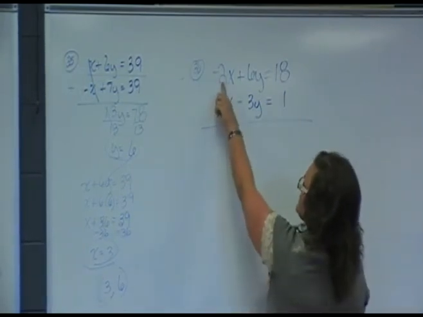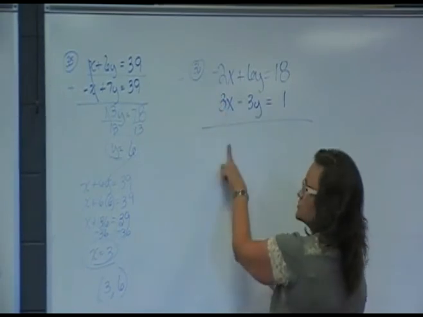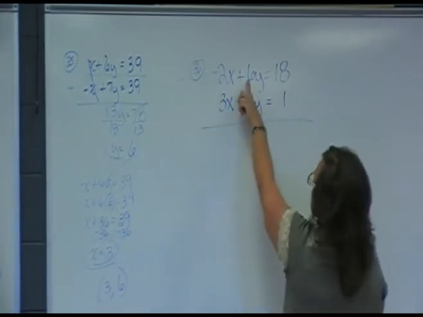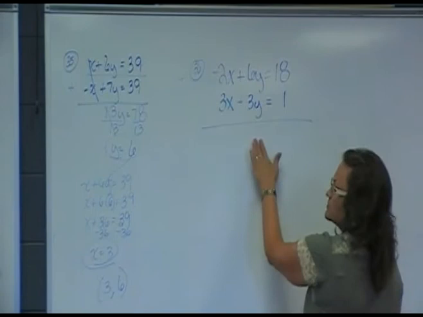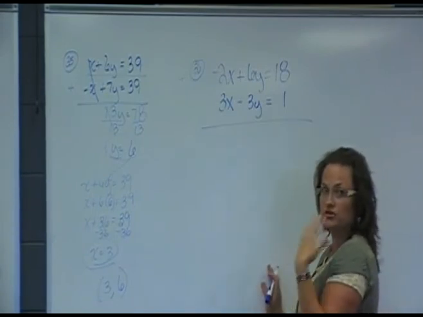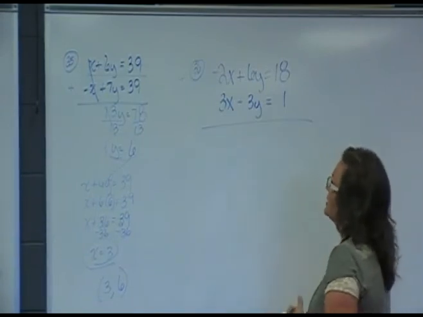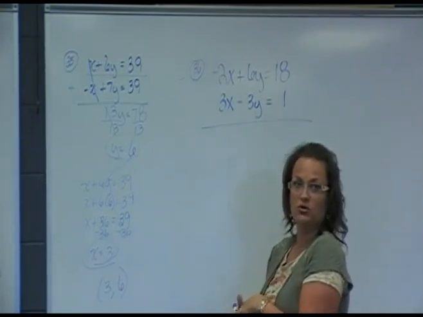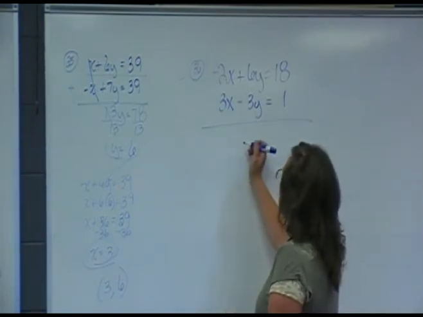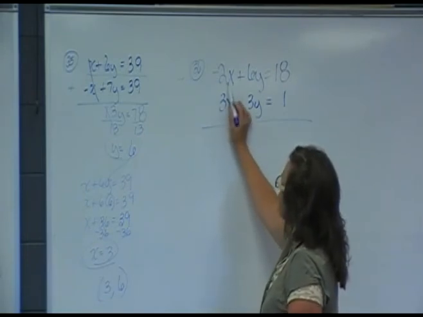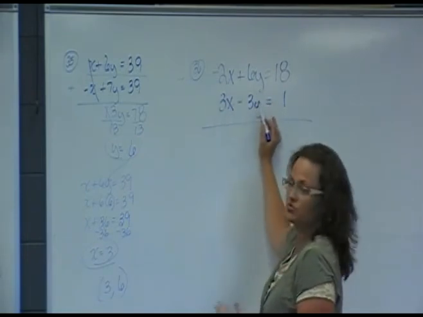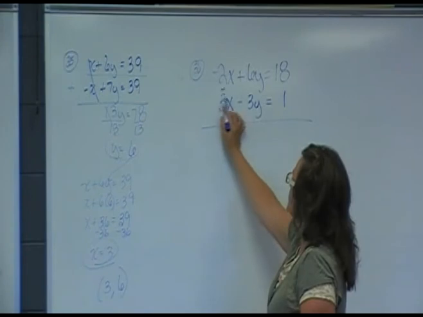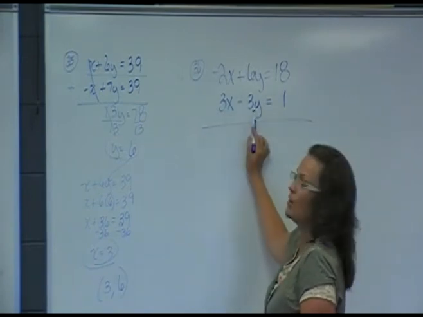If I add it as it is now, negative 2x and 3x will be 1x. I'll still have an x, and 6y and minus 3y, I would still have a y. I would still have two variables, so that wouldn't help me. So I need to do some groundwork so that when I add them, either x or y will be 0. So what I can do is try to make my x's the same or the y's the same. It's really up to you. But I could make this a 6y pretty easily.